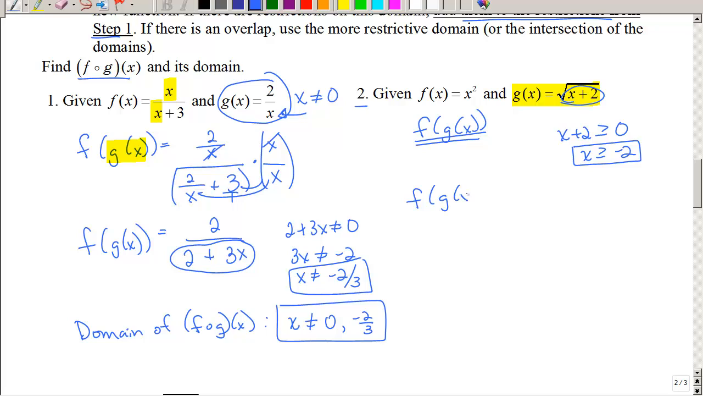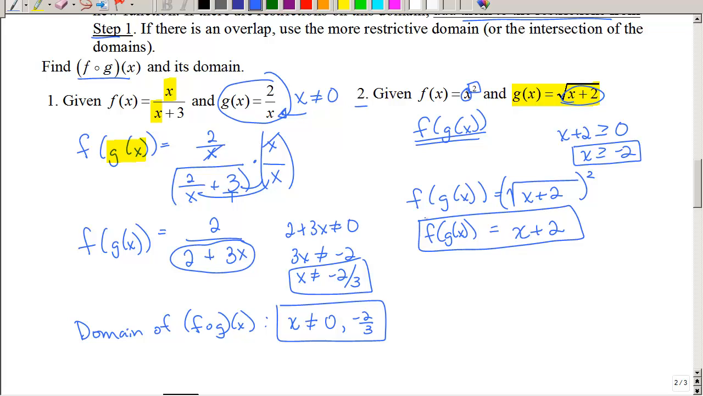So f of g of x says everywhere there is an x, I'm going to replace it with the square root of x plus 2. What's happening to that x? I'm squaring it. What happens when you square a square root? It goes away. So that's my composition function.